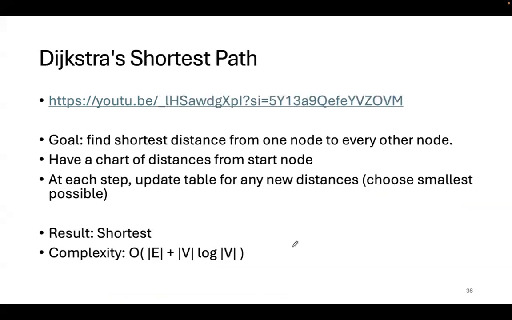Okay, and then Dijkstra's shortest path is all about, we start somewhere, we want to find the shortest path tree from one node to every other node in the graph. And the idea is there, we have some chart of distances, and then at every step, it's also a greedy algorithm where we choose the smallest possible distance, and then we update the table continually as we go until we find our shortest path tree.